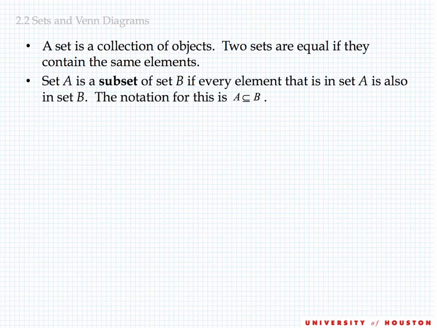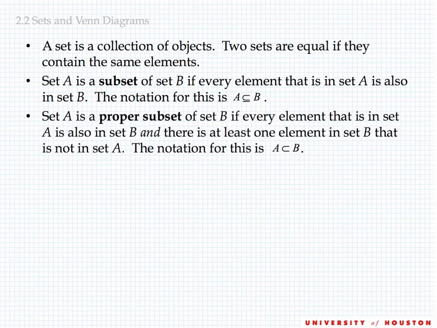Set A is a subset of set B if every element that is in set A is also in set B. The notation is A, and we have a sideways U with an underscore, B. A proper subset occurs when every element in that set is also in the other set, and there is at least one element that's not in it. It's like less than or equal to versus a less than.